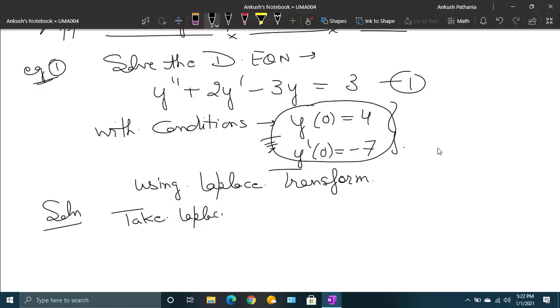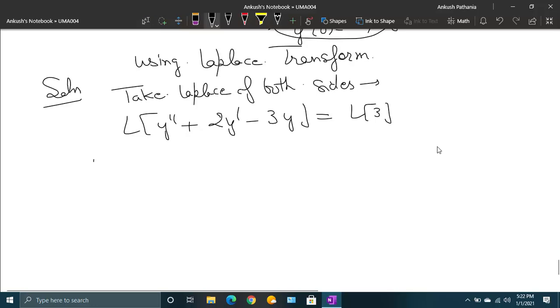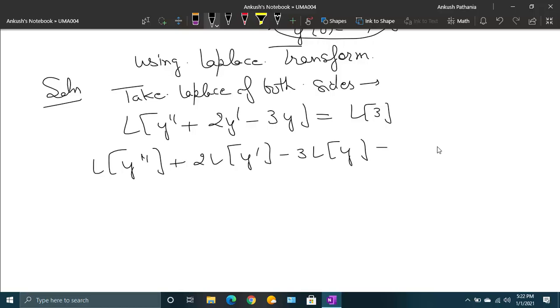You can see here what we do. When the differential equation is given, we take the Laplace of both sides. So this gives Laplace of y double dash plus 2y dash minus 3y is equal to Laplace of 3. Now here we separate the terms: Laplace of y double dash plus 2 times Laplace of y dash minus 3 times the Laplace of y is equal to Laplace of 3, which is 3 upon p. Now for Laplace of y double dash, you can assume y as f(x) or y equals y(x). You can assume anything like that.